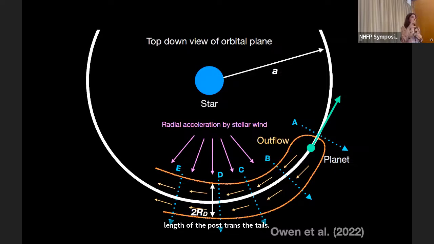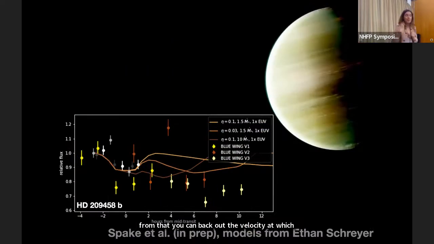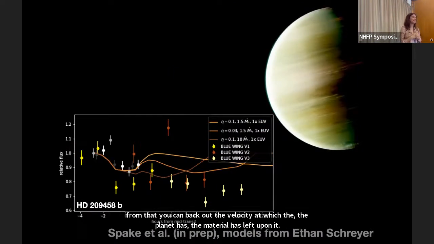So they found that the size of the transit depth is actually set by the tidal forces more than the atmospheric escape rate. But what you can get from the length of the tail is how far a neutral hydrogen atom can travel from the planet along the planet's orbit until it gets ionized and you're no longer able to observe it. So the length of the tail gives you that distance, and from that you can back out the velocity at which the material has left the planet. We have some transit measurements of HD 189733b, which I'll leave up there and take any questions.